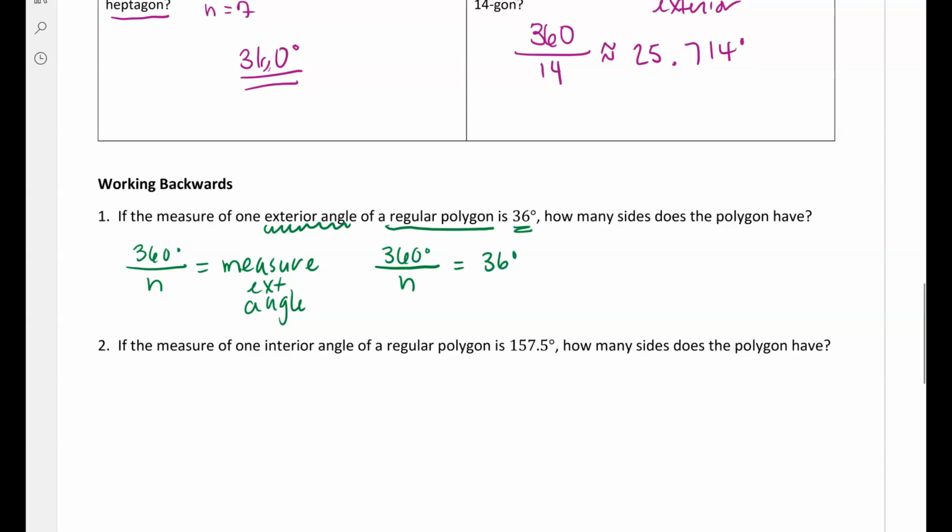So you could probably do this one without actually having to do the math, but algebraically, if we want to get rid of the division of n, we can multiply both sides of our equation by n. So on this side, the division and multiplication, those are inverse operations, they undo each other. We now have 360 equals 36n. And so if we divide each side by 36, we'll get that 10 equals n. So the polygon has 10 sides, and therefore we could call that a decagon.